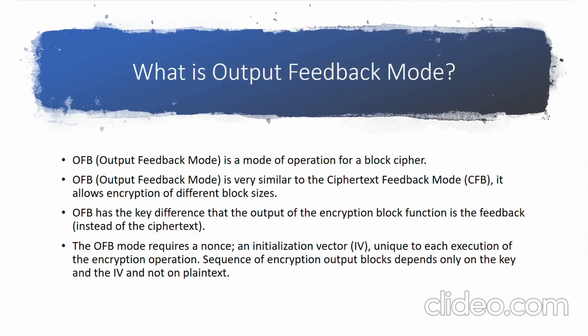Introduction. What is output feedback mode? Output feedback mode also stands for OFB. OFB is a mode of operation for block cipher. OFB is very similar to the ciphertext feedback mode, which is CFB. It allows encryption of different block sizes. The only difference between them is the line from step 1 to step 2. OFB has the key difference that the output of the encryption block function is the feedback, instead of the ciphertext.